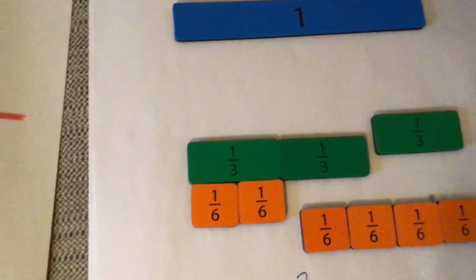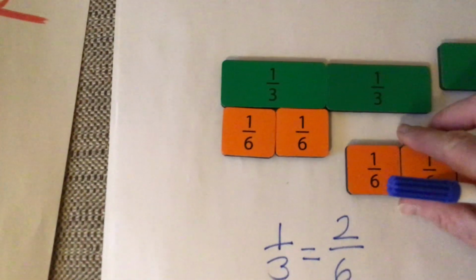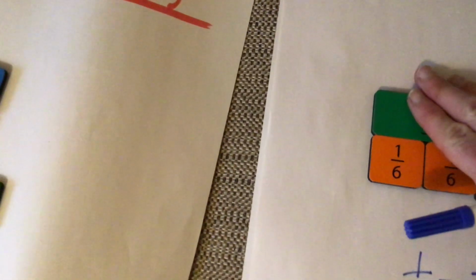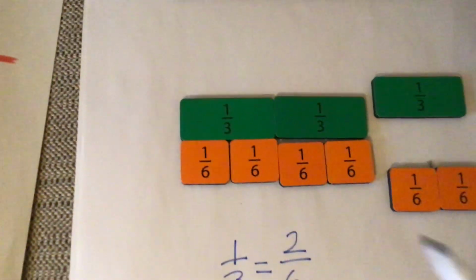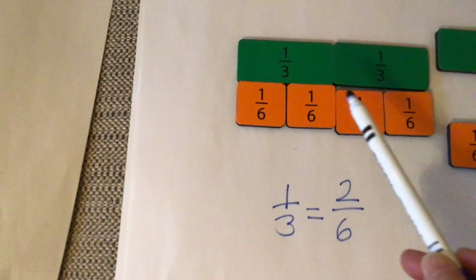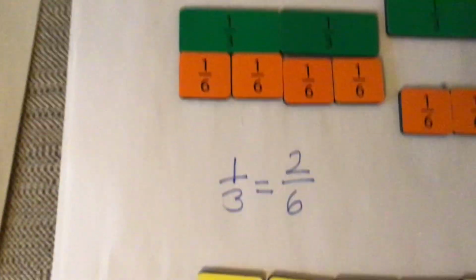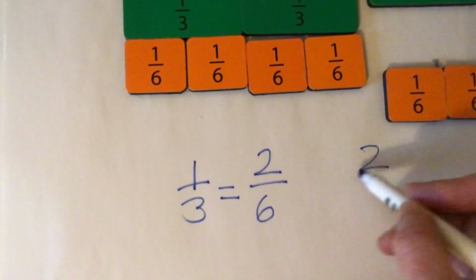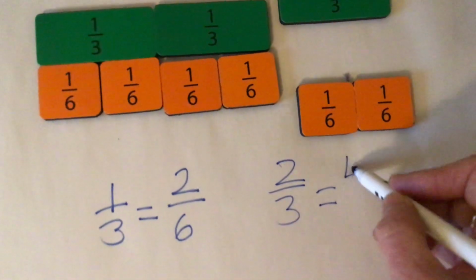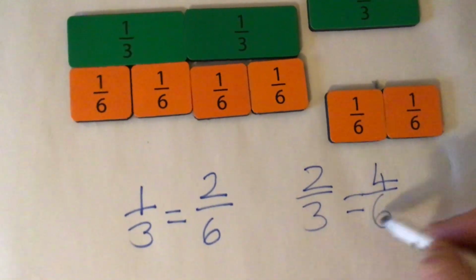And I've got my 2/3 there. Can I show that as sixths? You see, there's my 2/3, same as how many sixths? 2/3 is equivalent or equal to 4 sixths.